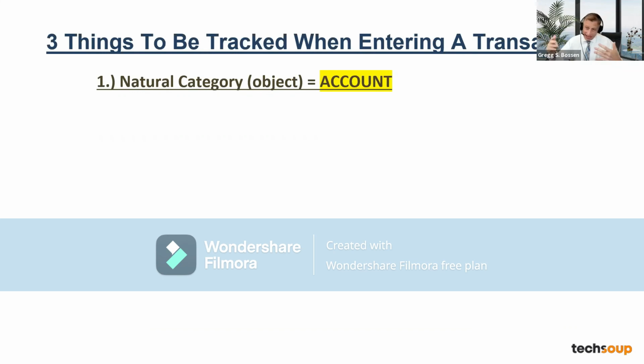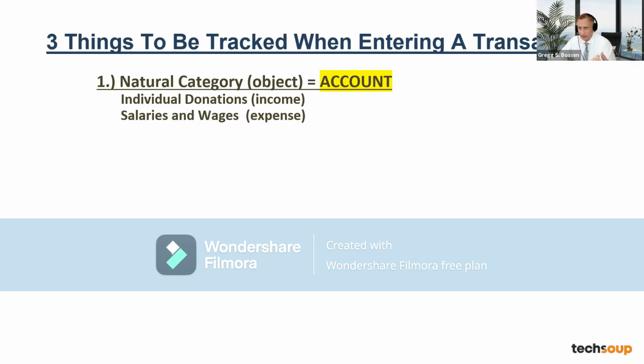Now, when I say the natural category, some people call it the object of the account or the object of the transaction. So maybe it's an income transaction. You would point it to an income account like individual donations. If it's an expense transaction, salaries and wages, rent, postage. This is the normal way of thinking of expenses. That's why I call it the natural category. That's what your chart of accounts list needs to be set up as, the natural category of expenses.